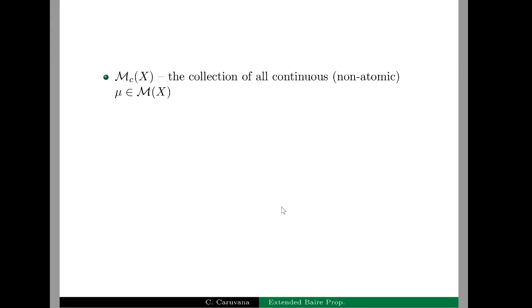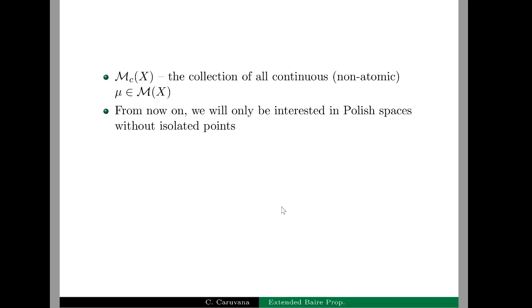Okay, and we have the continuous or non-atomic measures. These are the measures that give singleton sets measure 0, or just finite sets, or countable sets, measure 0. I'm only going to be interested in Polish spaces without isolated points. So you really will lose nothing if you just think that X is the reals throughout this entire time. And maybe you even want it to be Baire space.